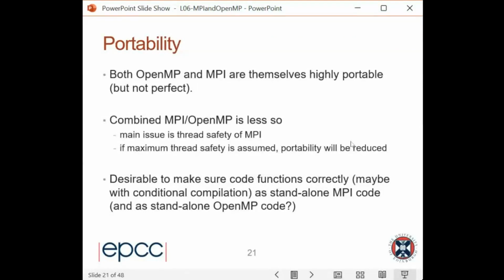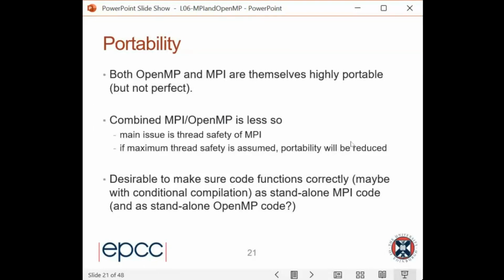Portability: well, MPI and OpenMP themselves are highly portable, but not perfect. The combined one is less so. And the main issue is thread safety. We'll come across this in the next lecture, but MPI was written in a world where you had one process running on one processor with no threads. So MPI is not itself thread safe, and that does have issues.